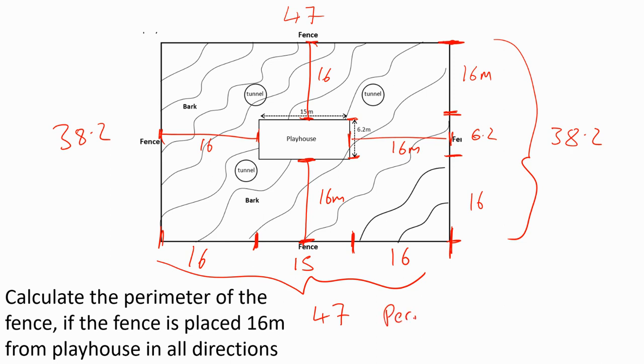So the perimeter will be the addition of all of those, the sum. So I would go 38.2 for that side, 47 plus 38.2 plus 47. And I'm going to chuck that in my calculator again, 38.2 plus 47 plus 38.2 plus 47, and that gives me 170.4. Now this one's just meters because it's just a length.